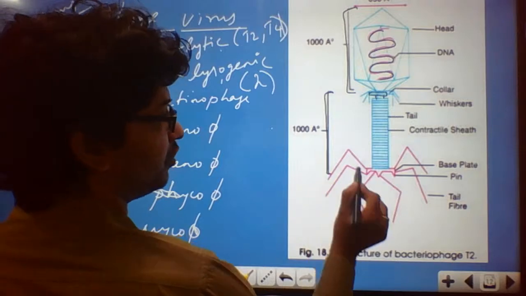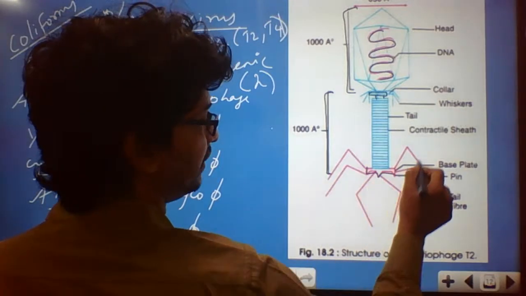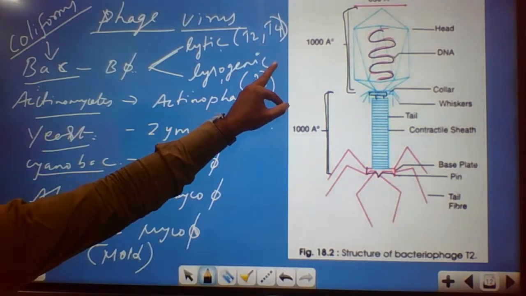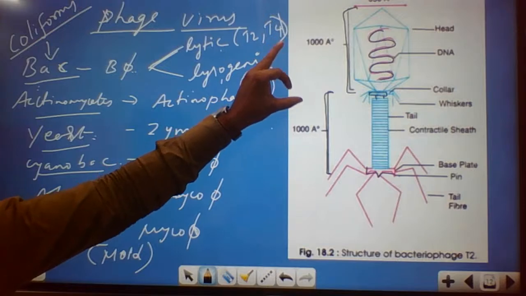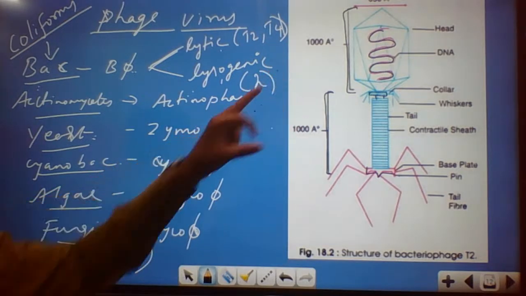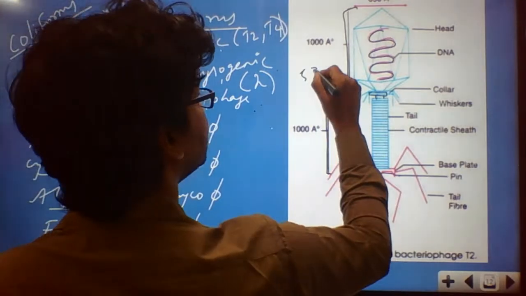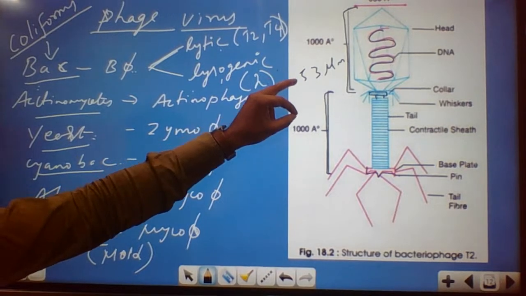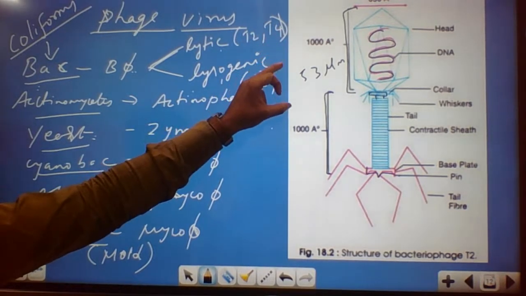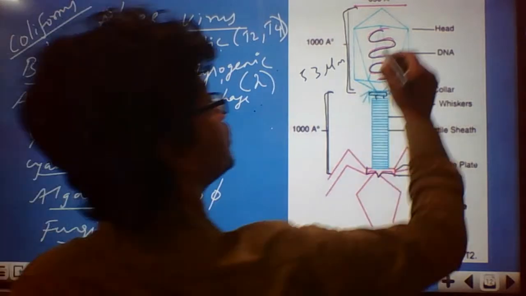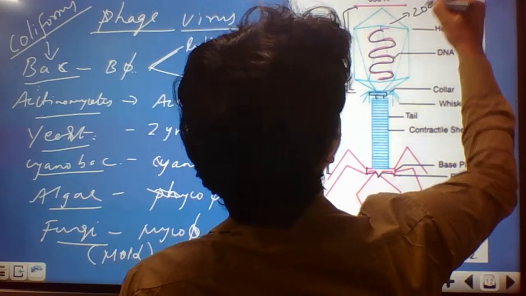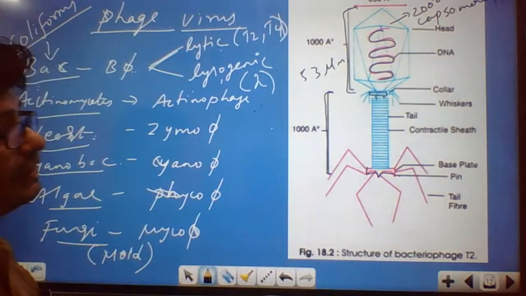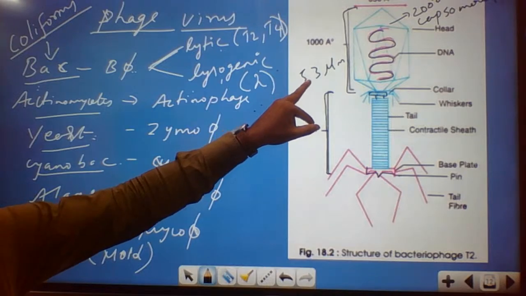Again, it's 1,000 angstrom here. And this is the base plate which carries the spikes. We have three pairs of spikes that you could see, especially with the T2 phage. It has double stranded DNA of 53 micrometer. How many capsomeres are present in the icosahedral structure? It is 2000. 2000 capsomeres are present in the head region, and the DNA size is 53 micrometer.